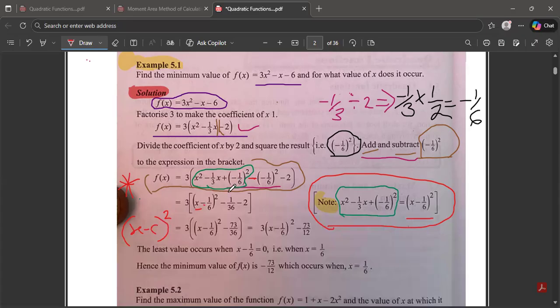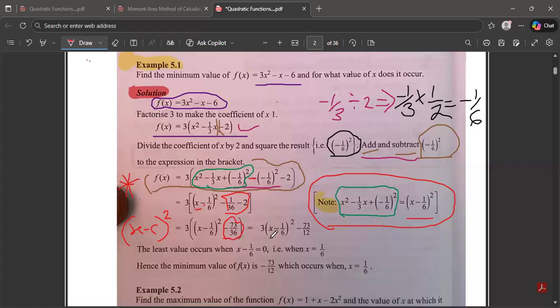The intercept on the y-axis is what? Negative 1 over 6 all squared. When you put that over there and solve just this one, when you input it in the calculator, you're going to get what? Negative 73 over 36.